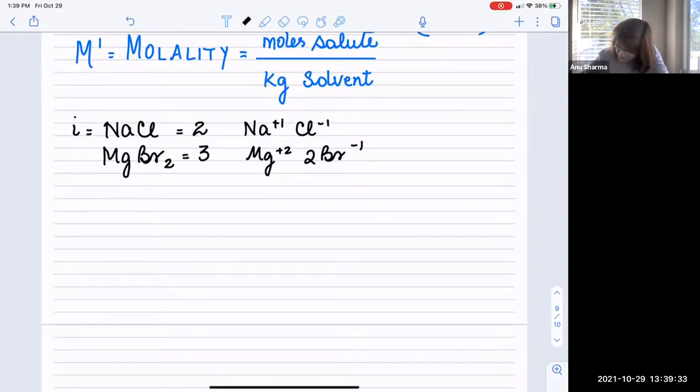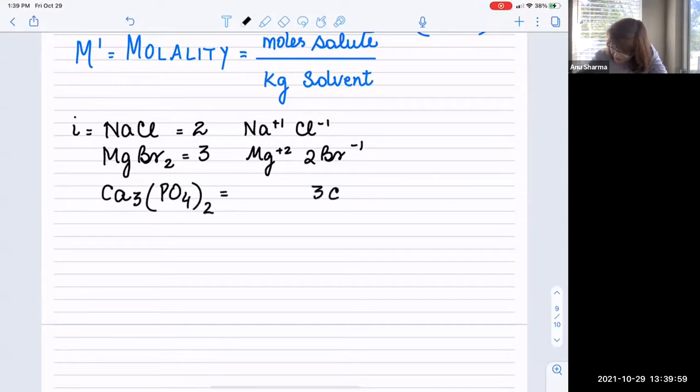Let's say calcium phosphate. This would mean there are 3 calciums with +2 charge, and you have 2 phosphates with -3 charge. So 3 + 2 becomes 5. So that's the value of i in that case.